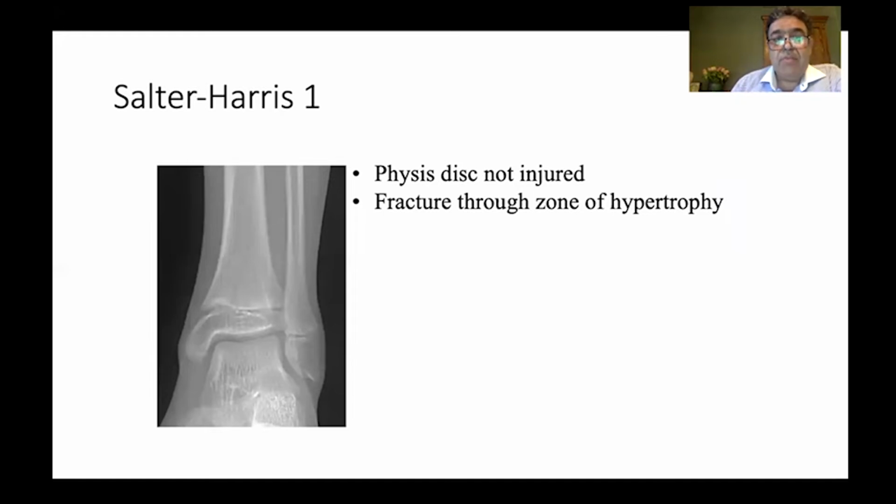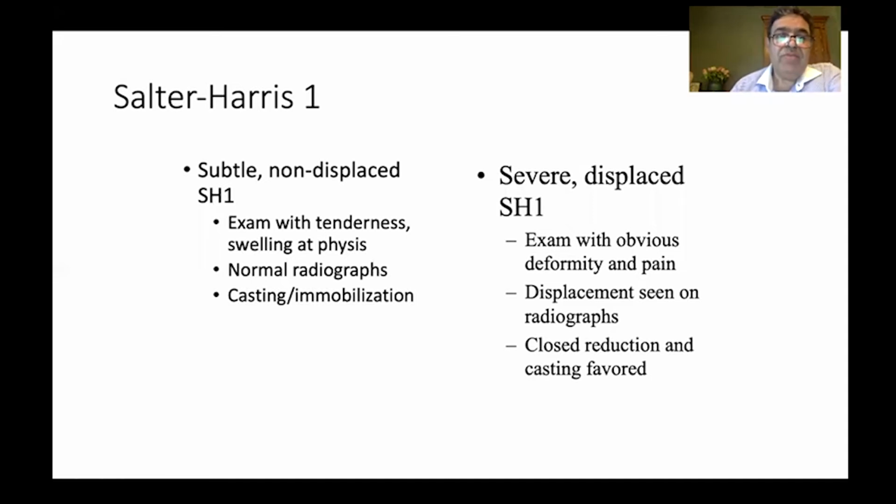Here it's type 1. We have the disc, as I said, not injured. It occurs through the zone of hypertrophy. When it is non-displaced, it's not diagnosed with an X-ray, the X-ray is normal, we have only localized tenderness, normal radiographs, and the management is only casting. We call this a physeal strain.